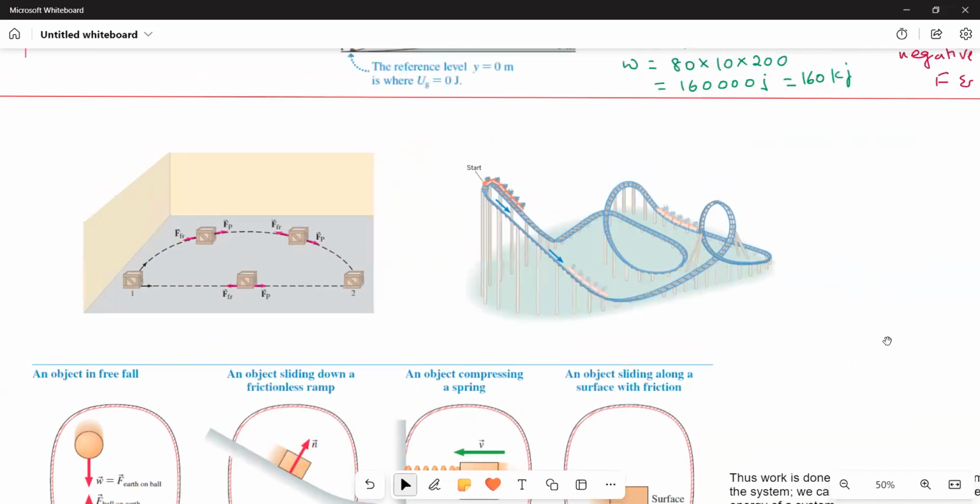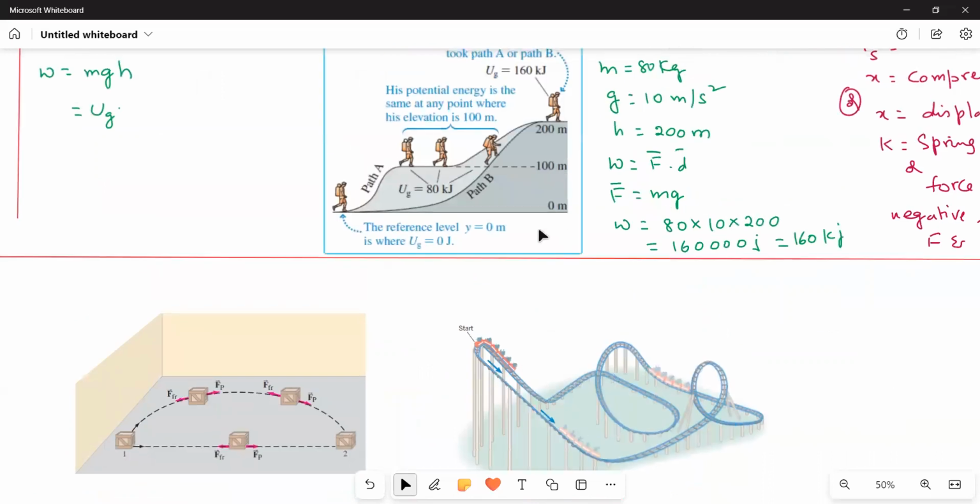I will show you with an example here. Suppose here the work done by the gravity, for the person climbing the hill. There are two different paths, path A and path B. When he takes path A, it is a roundabout path. So the work done by the friction is non-conservative, because the frictional force is a non-conservative force as it is considering the path.